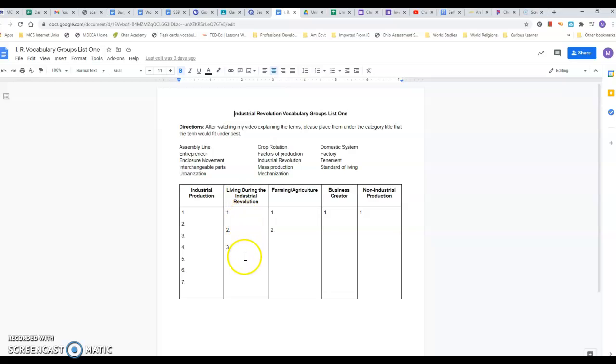Living during the Industrial Revolution will have 3. Farming and agriculture will have 2. Business creator and non-industrial production both just have 1 term each. So that's how I'm going to check to see what you've understood about this vocabulary and what you've learned here and processed in those terms and in those definitions.